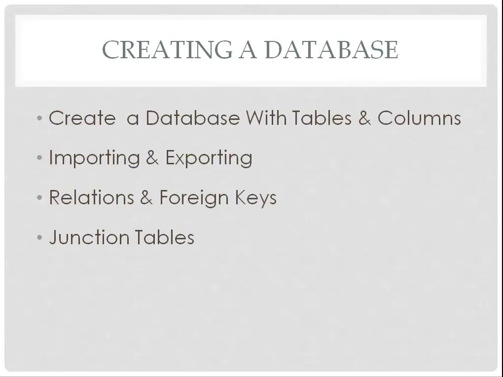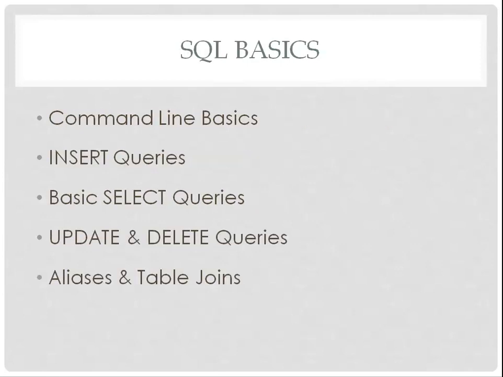Once we have our structure mapped out, we'll create our database. We'll create the tables and the columns. We'll talk about how we can back up and restore or import and export a database. We'll talk about relationships, and we'll set up our foreign keys from within PHPMyAdmin. And then we'll create a junction table that we can use for many-to-many relationships between tables.